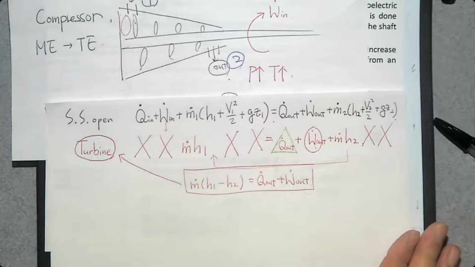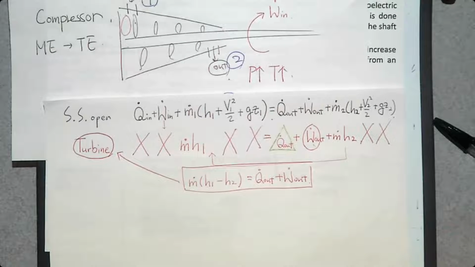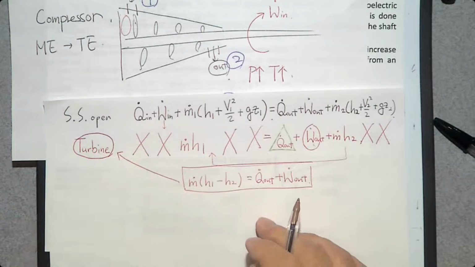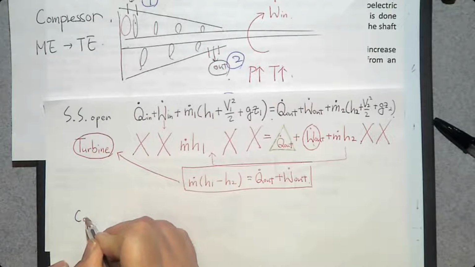Let's move to the compressor. As I told you, a compressor is a device to convert mechanical energy to thermal energy. So we consume mechanical power and we increase the thermal energy of this working fluid. As a result, pressure and temperature of the working gas go up. So let's talk about the compressor in this energy balance equation. So this time it's a compressor.